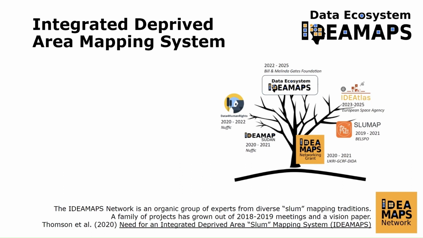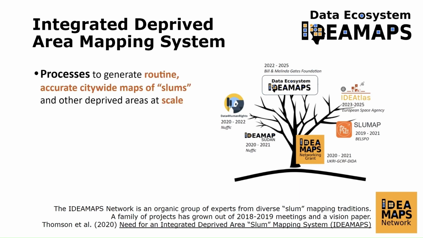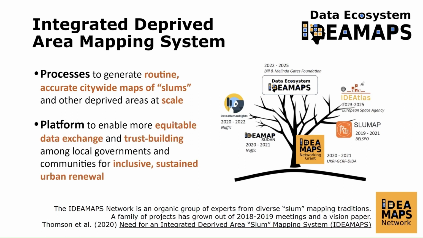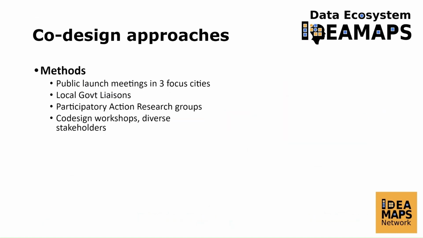With the most recent projects being the Data Ecosystem Project I'm talking about today, as well as our companion project called IDEAATLAS. In the Data Ecosystem Project, we're thinking about processes to generate routine, accurate citywide maps of slums and their characteristics at scale across cities, and also developing a platform that enables more equitable data exchanges and ultimately trust building among the two key stakeholders here, local governments and communities, because it's these two groups, when they work together, that can produce inclusive, sustained urban renewal.